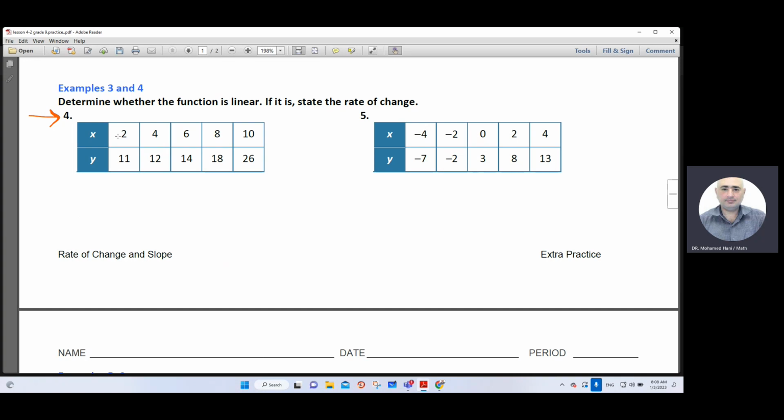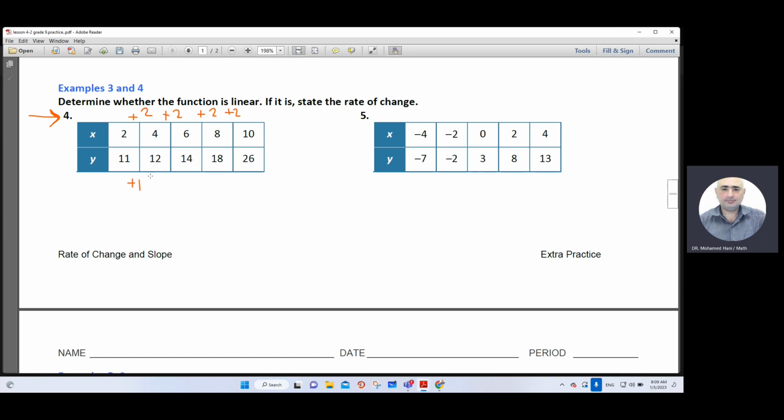Thank you, Muhammad. Okay, listen to me, please. If we study the values of x, as you see here, 2 then 4 means 2 plus 2 equals 4. 4 plus 2 equals 6. 6 plus 2 equals 8. And 8 plus 2 equals 10. And here in the values of y, we have 11, then 12, so plus 1. 12, then 14, so plus 2. 14, then 18, so plus 4. Then plus 8.